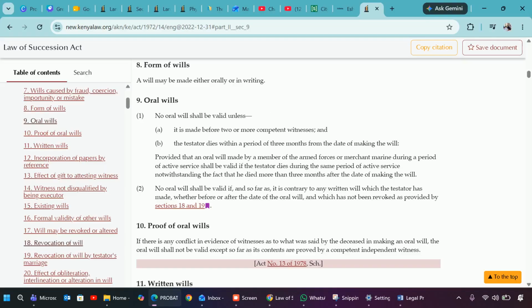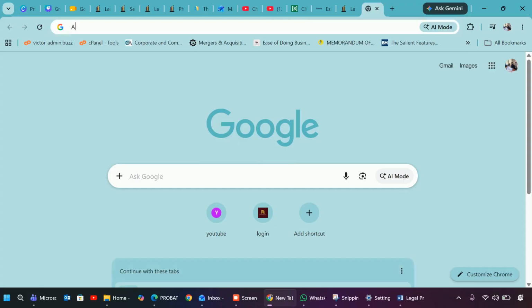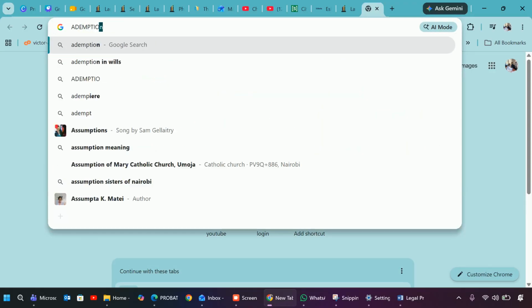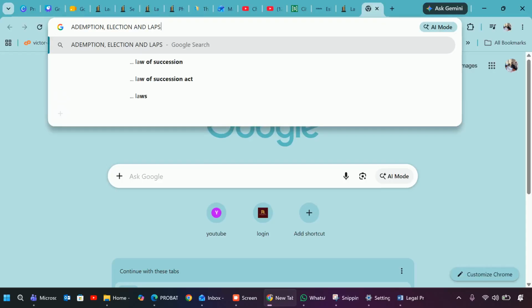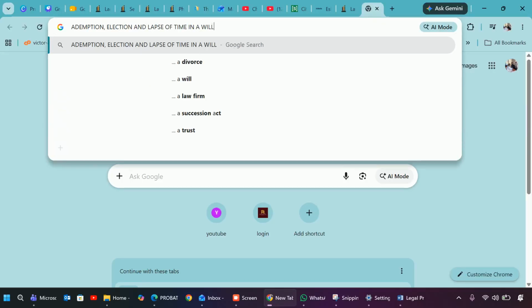Let us check the differences between the two. Ademption, election, and lapse of time in a will.